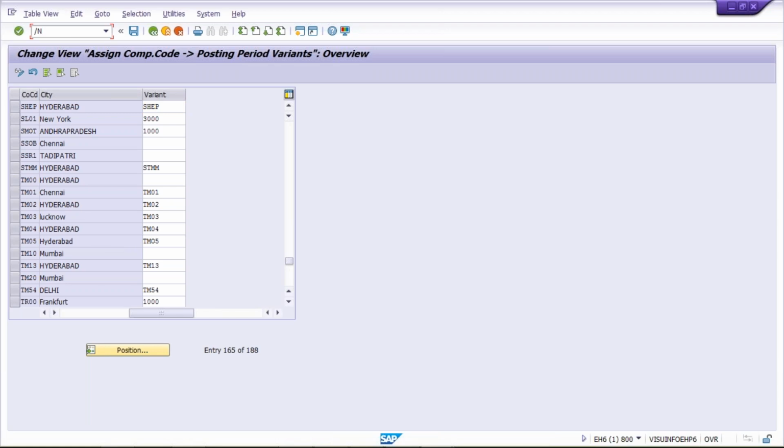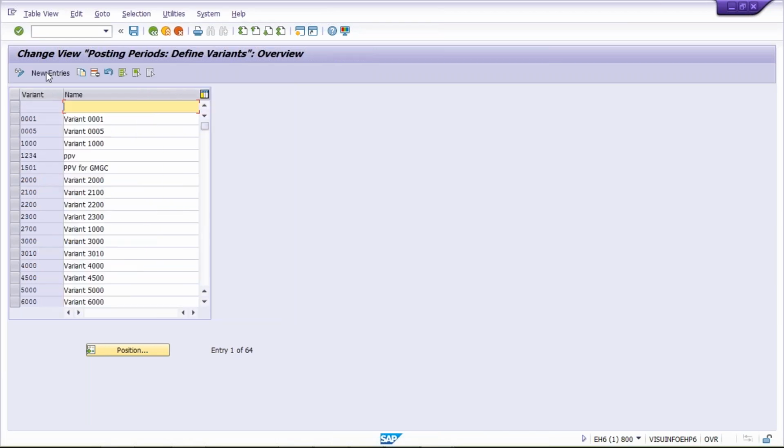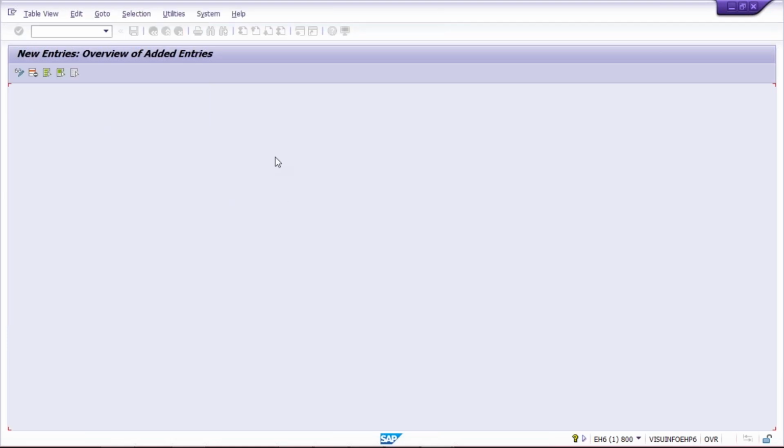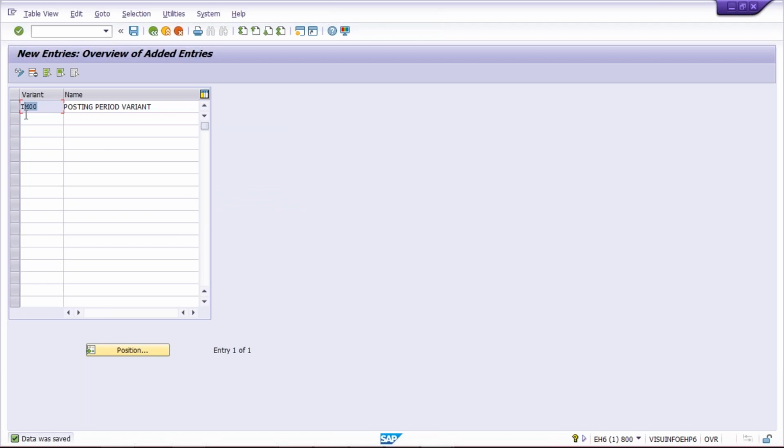So here /n OBBO. Again, I'm going to define a new posting period variant, and give TM00. I'm going to define TM00 as a posting period variant also, and save it. Press enter. So now TM00 was our company code, and TM00 I have defined as the posting period variant also.